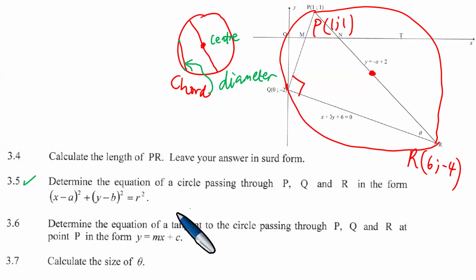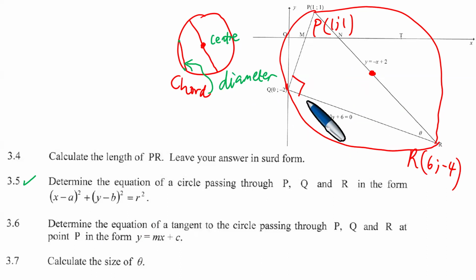So, to determine the equation of a circle passing through the points P, Q, and R, we are able to say there is a circle that passes through P, Q, and R. And therefore, this one is the diameter because it subtends an angle of 90 degrees. We know that from Euclidean geometry. This is an angle in a semicircle subtended by the diameter.